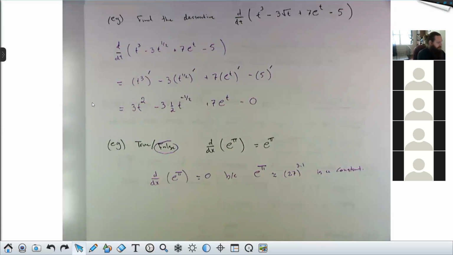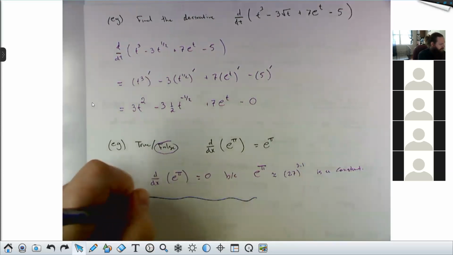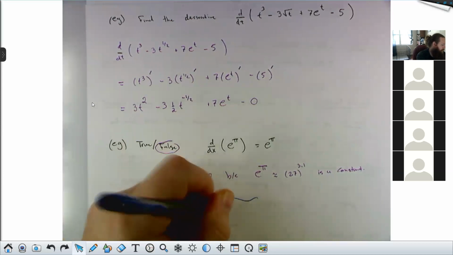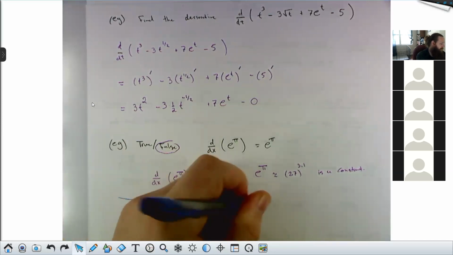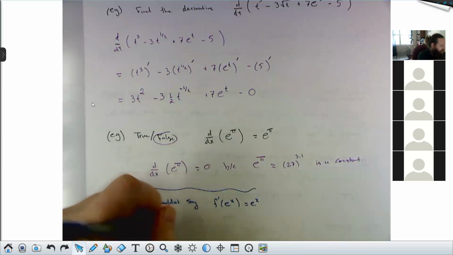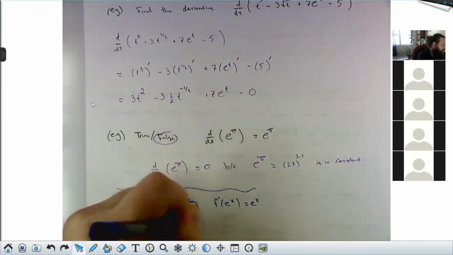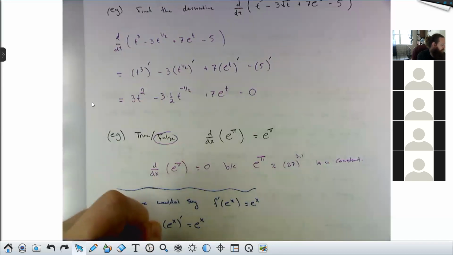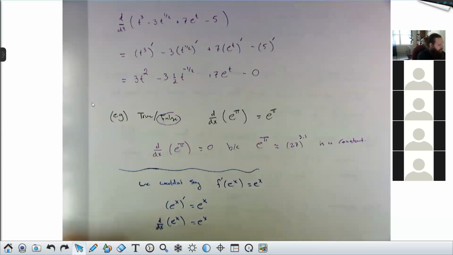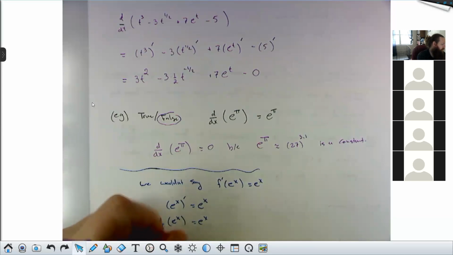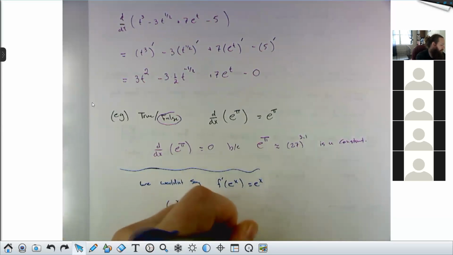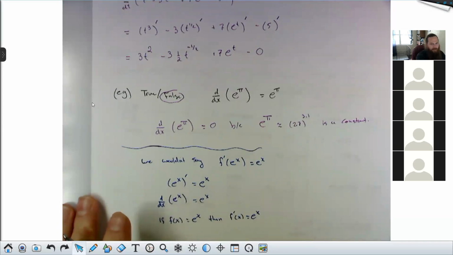So we wouldn't say that f primed of e to the x is e to the x. This statement here, and don't write this down, is kind of mixing notations. What would be true is that e to the x all primed is e to the x, which is the same as saying d dx of e to the x is e to the x. Or if you want to invoke the function notation, you could say if f of x is e to the x, then f primed of x is also e to the x. Any one of these would be a valid way of saying that.